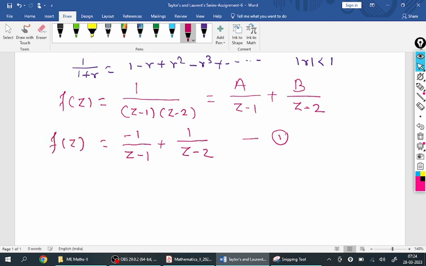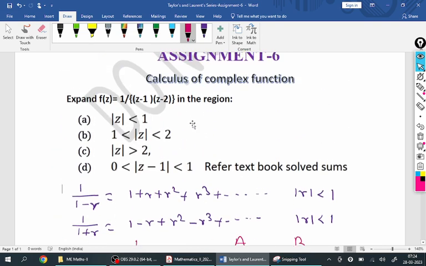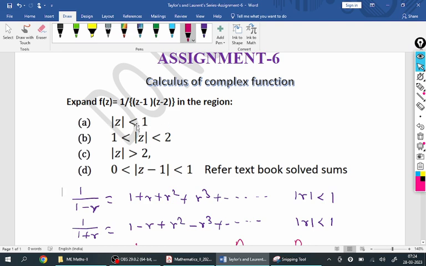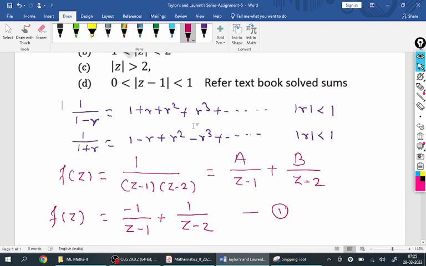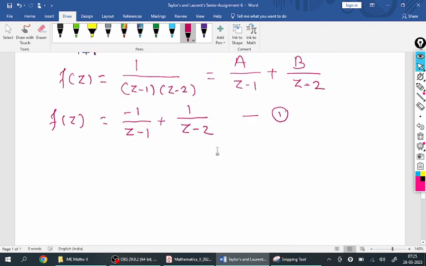Now our aim is to write this f of z in powers of z or powers of z minus a, depending on the region of convergence we are given. If you see the first bit of the question, it is mod z less than 1. We have to expand it for mod z less than 1. So let me start the first bit here: mod z is less than 1.